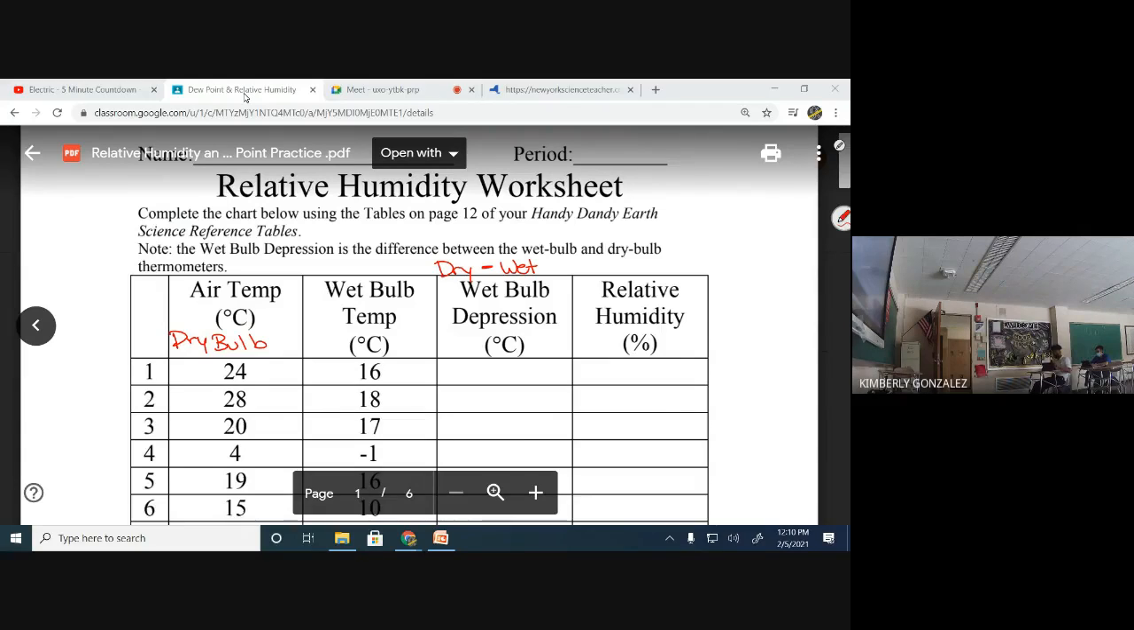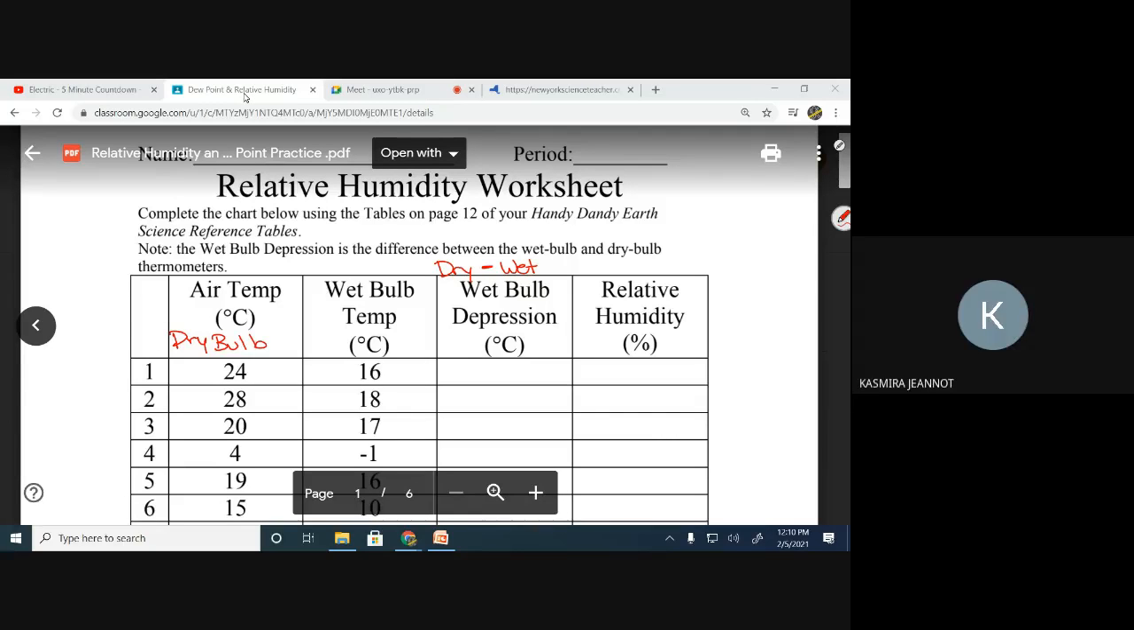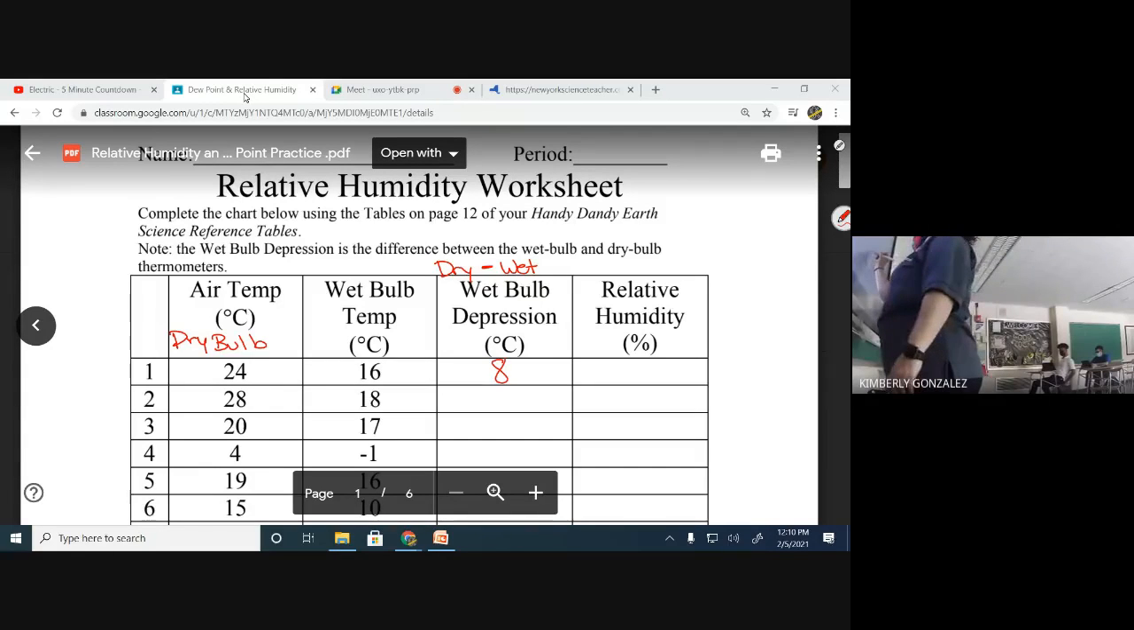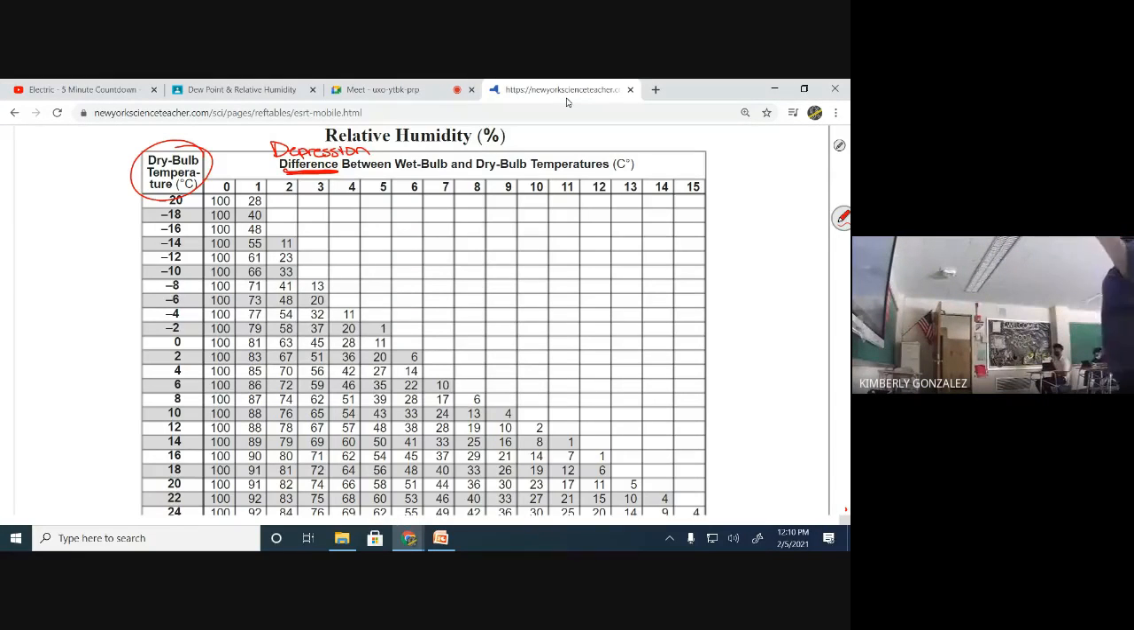For number 1, we're just doing 24 minus 16, which is what? Simple math, guys. What's 24 minus 16? Guys at home, 24 minus 16. 8. Thank you. Now, in order to get the relative humidity, we go back to our reference table. What was the dry bulb temperature? 24, right? And what was the depression? 8.